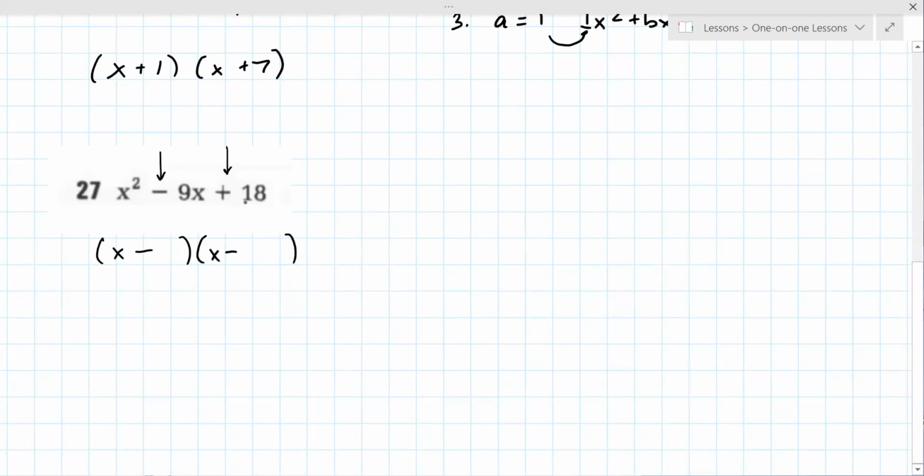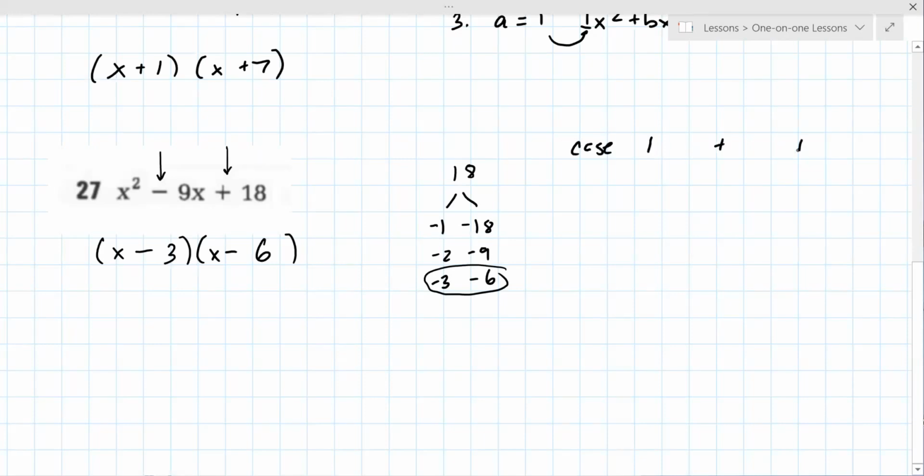It's the same game though. You've got to find two numbers that multiply to 18, but add up now to -9. That's where these negatives come in. So it's like -1, -18, -2, -9, -3, -6. And these right here, they add up to -9. So I call it case 1 is plus plus. Case 2 is this minus plus that we just saw here.